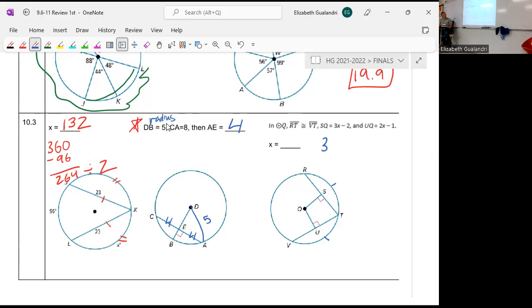So they tell you what SQ is and they tell you what UQ is, and you just set them equal to each other. So 3x minus 2 is equal to 2x minus 1. You solve that, you get x equals 1. Okay, so again, what you're using there is that congruent chords are the same distance from the center.